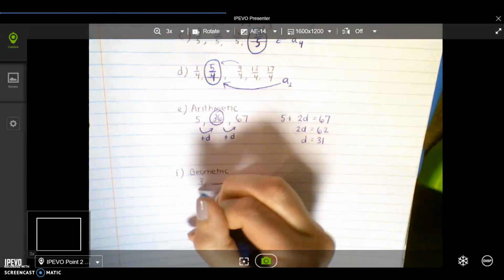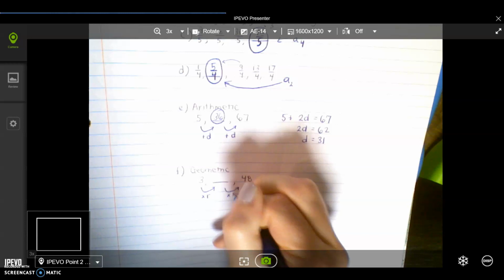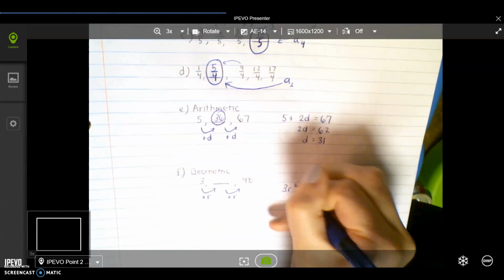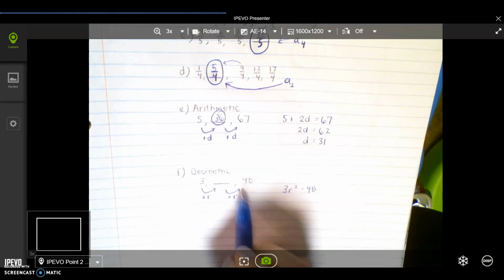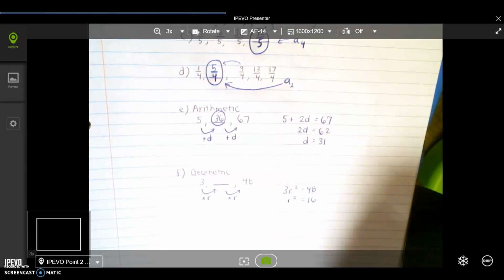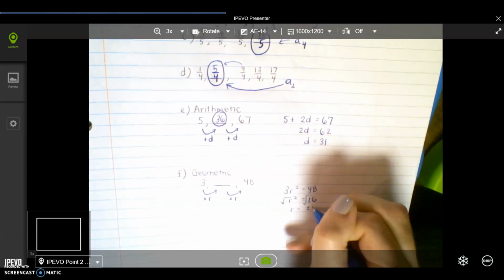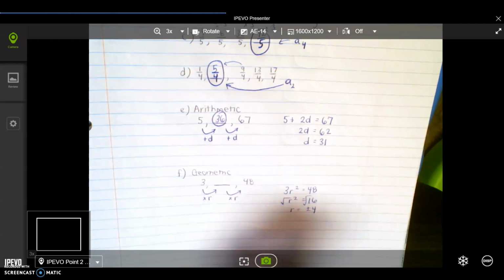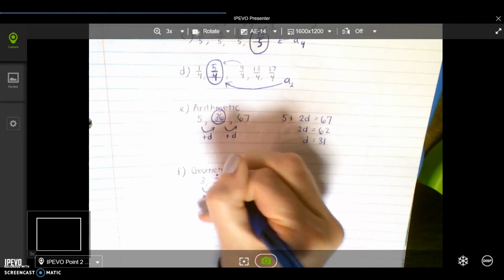For letter F, I know it's geometric, so I'm multiplying by a common ratio twice. We get 3r squared equals 48. R squared because it's r times r. Divide by 3 on both sides. R equals square root plus or minus 4, positive or negative. So there's 2 answers here. 3 times positive or negative 4 is negative or positive 12.